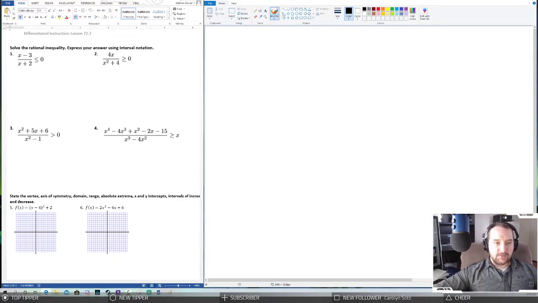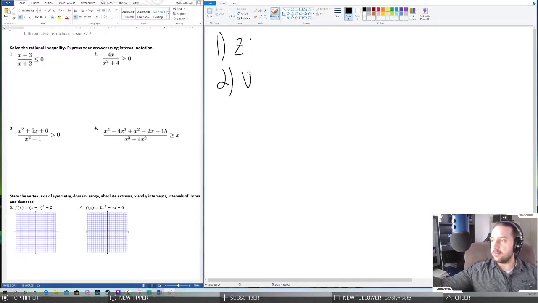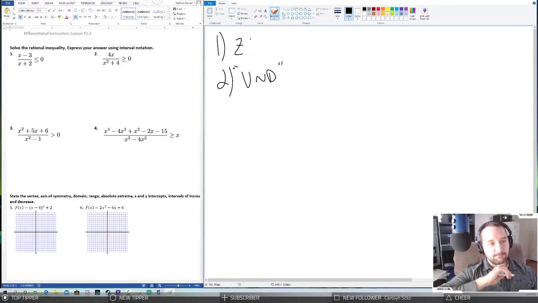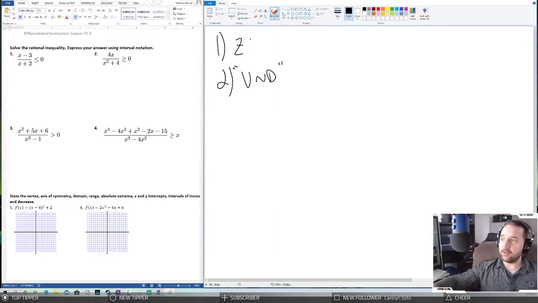But let's get into rationals, especially rationals in which we're solving inequalities. When we're solving a rational inequality, we're looking for two things. We're looking for the zeros, and we're looking for the undefined values. We call those critical values. Those are the vertical asymptotes or the points of discontinuity or holes. So we need to look at those.